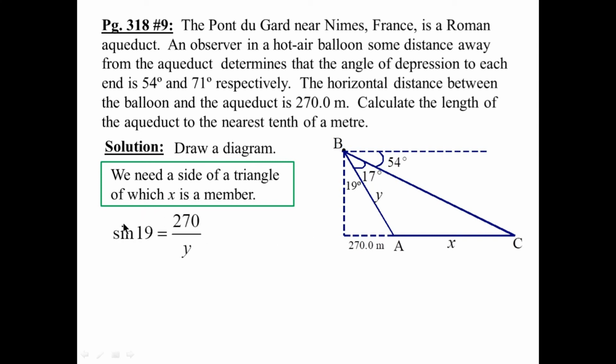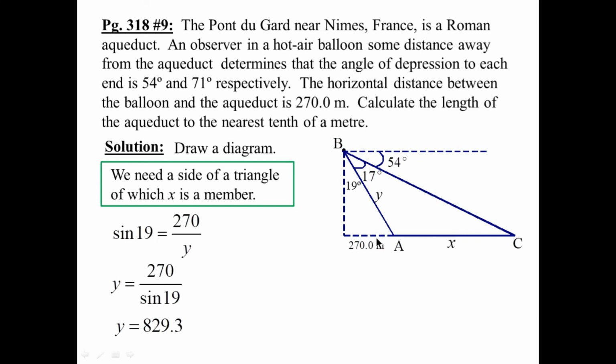Now, in this configuration, sine 19 and y swap places. That's a good thing to remember about algebra. When you see a fraction and a value on the left side, the value on the left side and the denominator of the fraction can simply swap places. Taking a calculator, that tells me that y is 829.3. So this y we figured out.